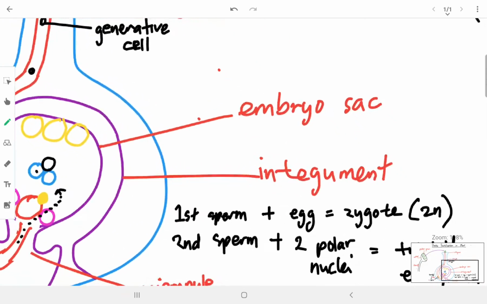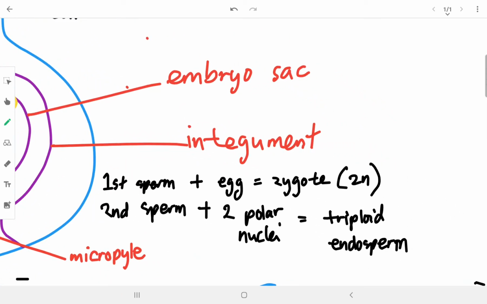This is why the fertilization in plant called as double fertilization, because it involve double fertilization. The fertilization occur twice. First, sperm dengan egg, and then second, sperm dengan 2 polar nuclei. Alright.